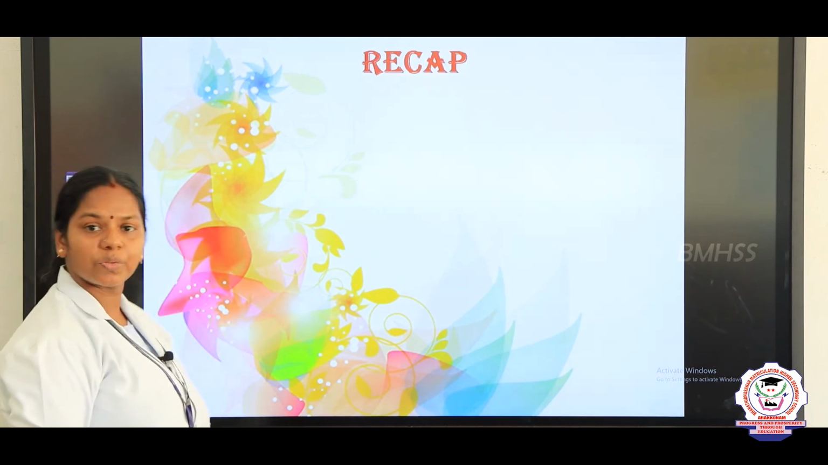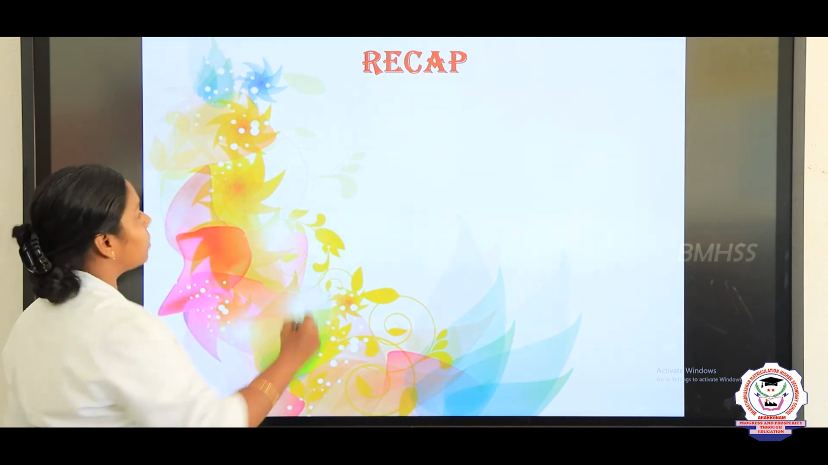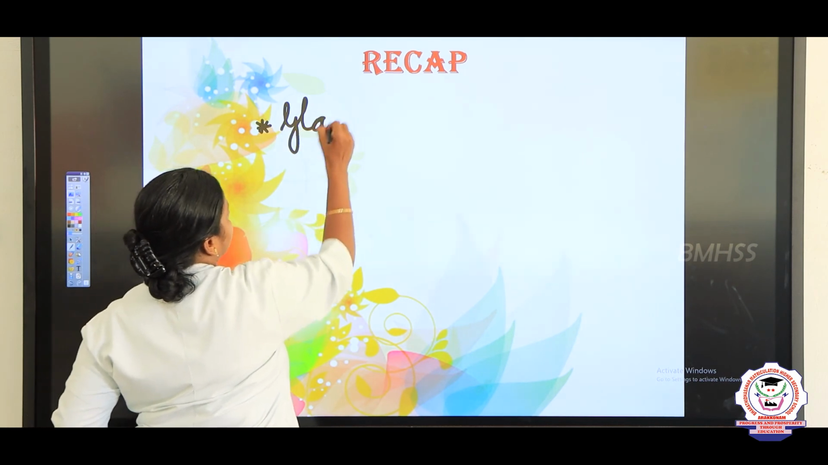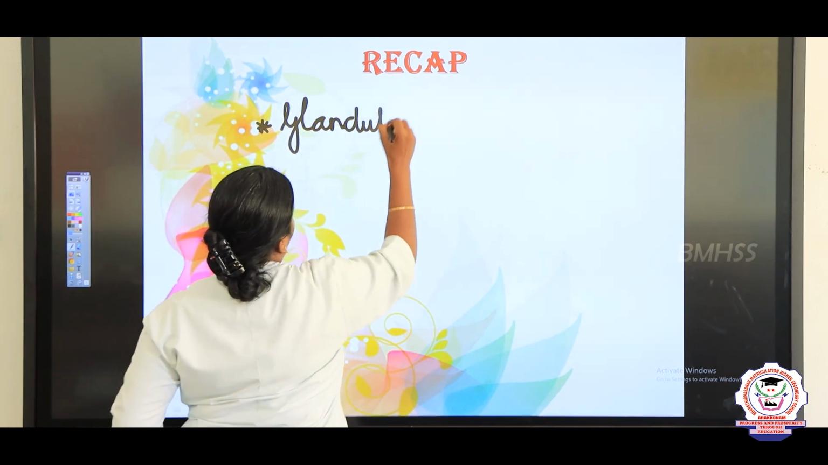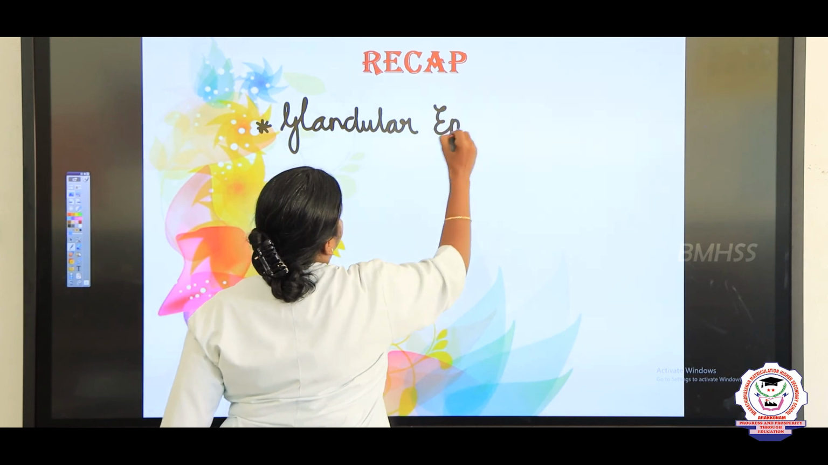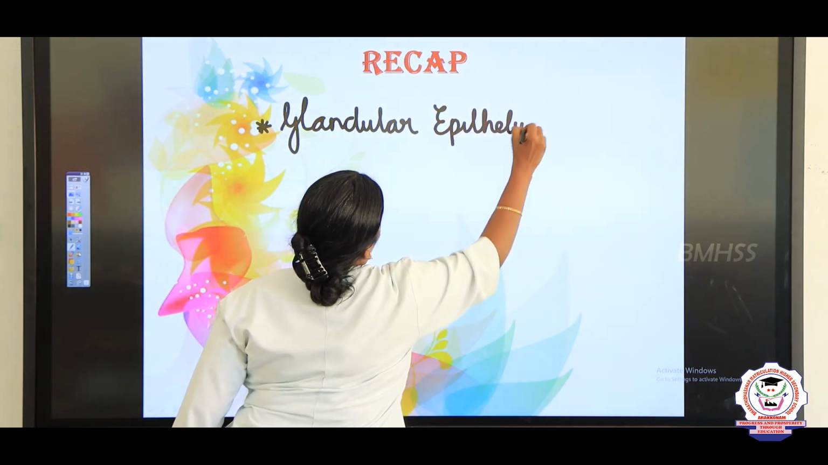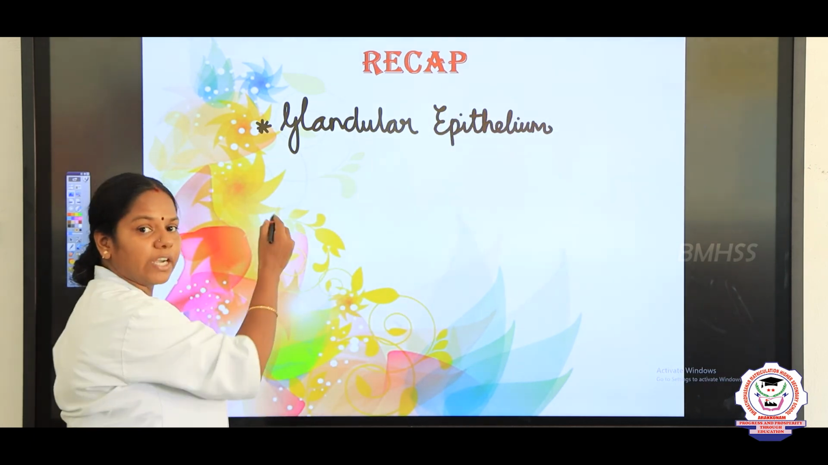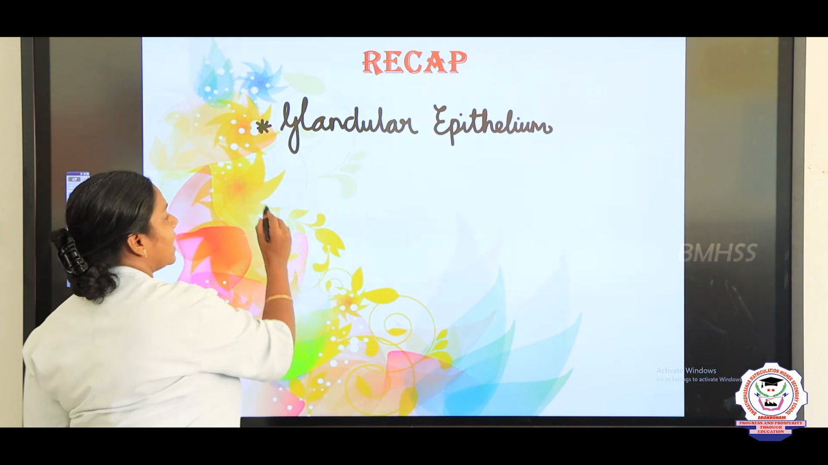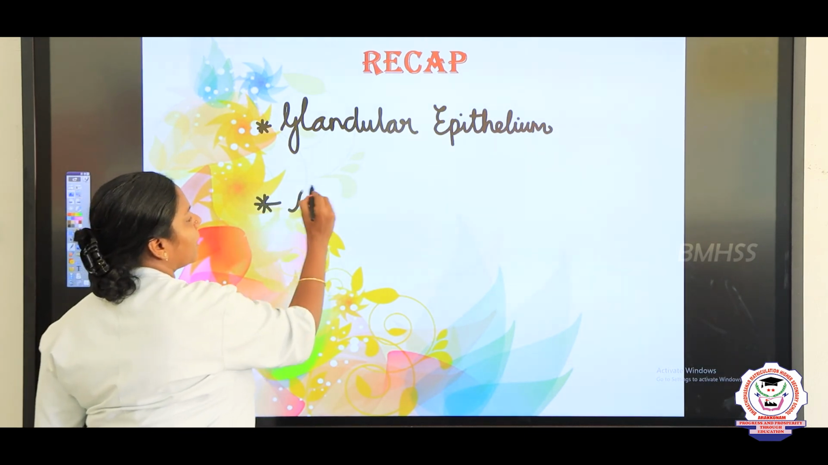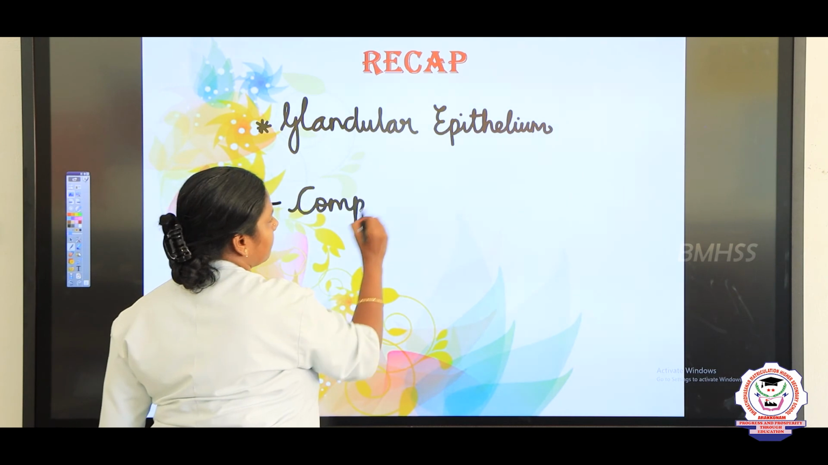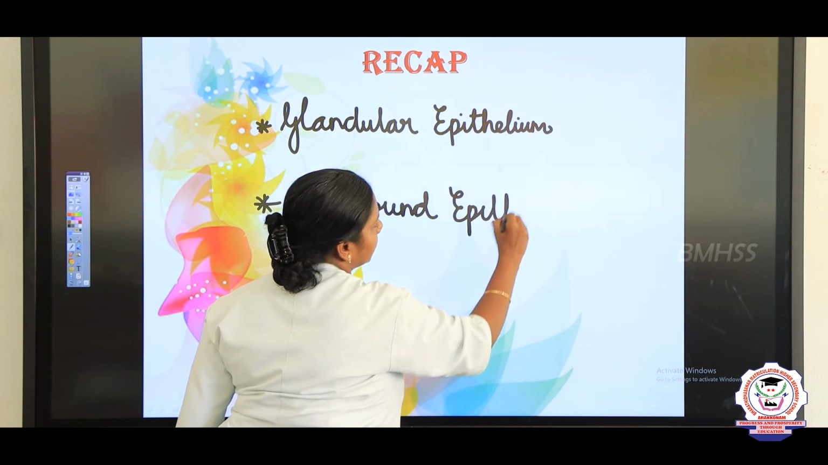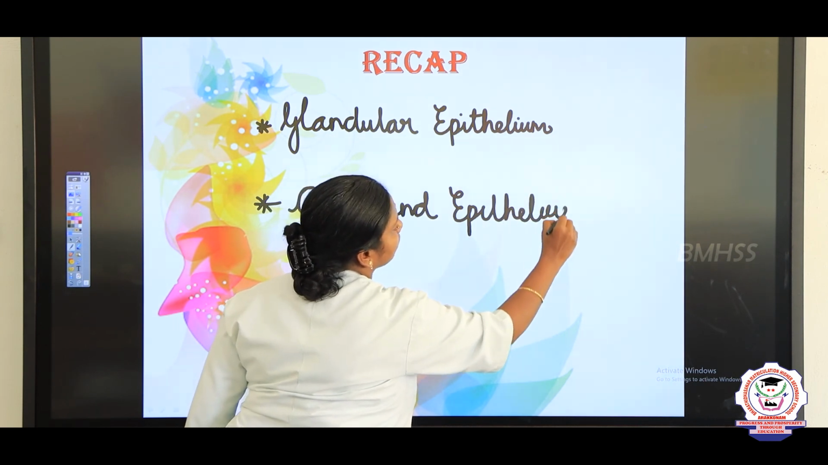So, what are all the things we discussed, children? We discussed about the glandular epithelium. First, we discussed about the glandular epithelium, and in the glandular epithelium we discussed about the endocrine and the exocrine glands, and next we discussed about the compound epithelium, and in the compound epithelium we discussed what are all the types of compound epithelium.